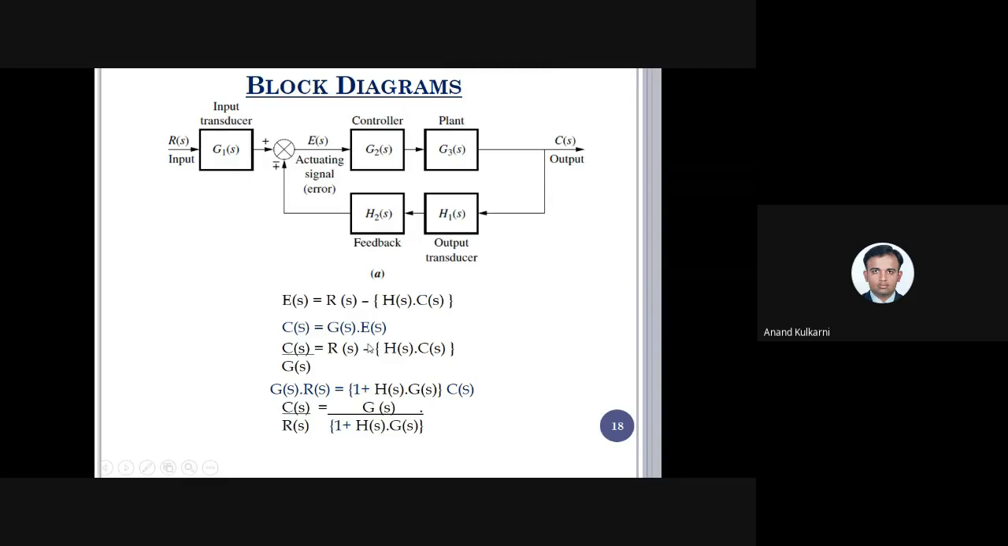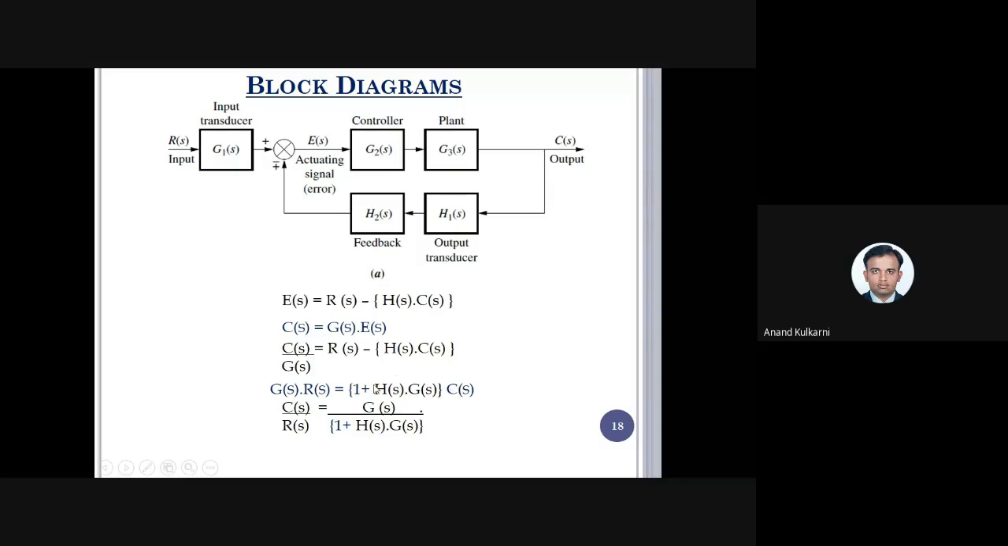So in this case, the negative term, I shift it to that side. So R of S into G of S is on one side. That is equal to C of S plus H of S into C of S. Since C of S is common, I have taken it outside. So what I get is G of S into R of S is equal to 1 plus H of S into G of S into C of S.